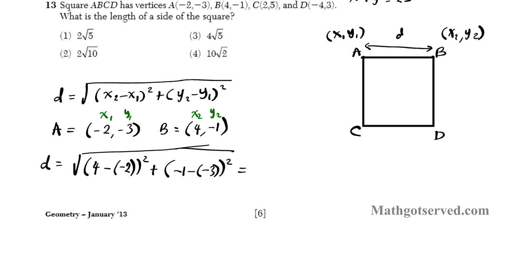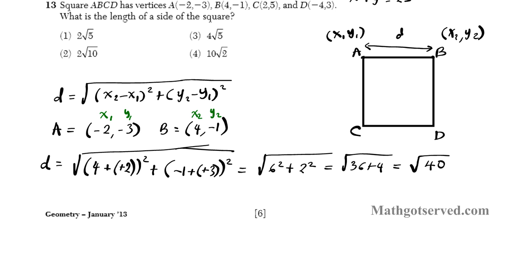Okay, so let's simplify that further. We're going to have the square root of, minus times minus is a plus, 4 plus 2 is 6 squared, plus, -1, minus times a minus is plus, -1 plus 3 is 2, 2 squared. That's going to be 36 plus 4, which equals the square root of 40, okay? All right, we don't have that as an option here. We have to reduce this a little bit more.